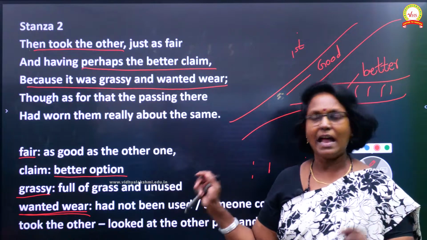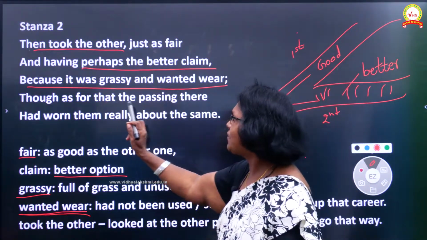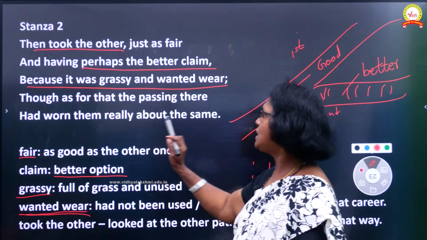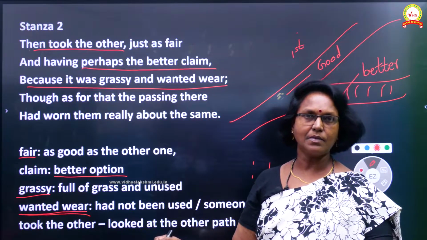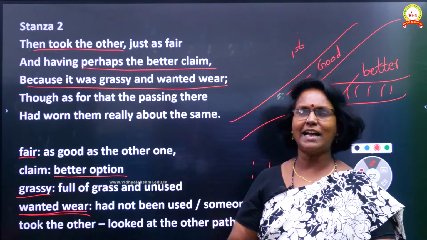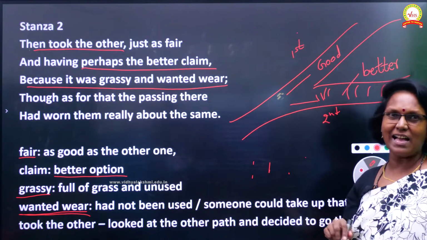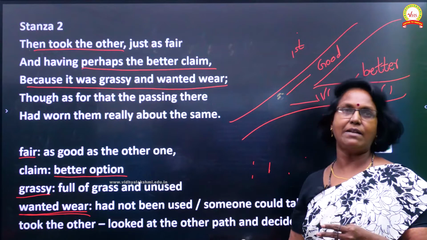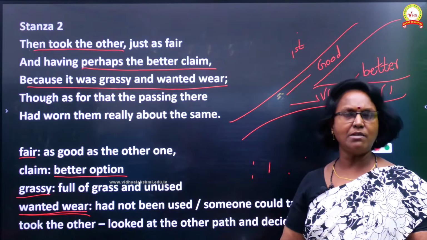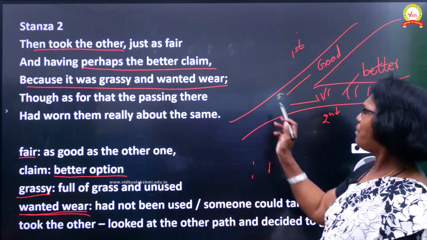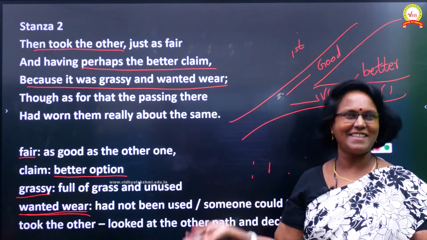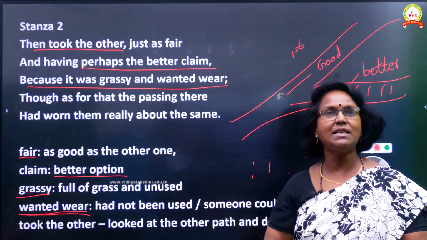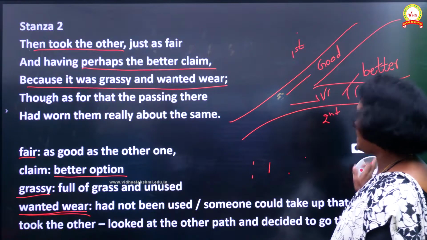And he's telling that though as for that the passing day had worn them equally about the same. Just before, the poet said that the second path is what? Grassy. That means very few people might have taken it. But in general, we find that both of them are more or less the same. That is what he means by this second stanza.